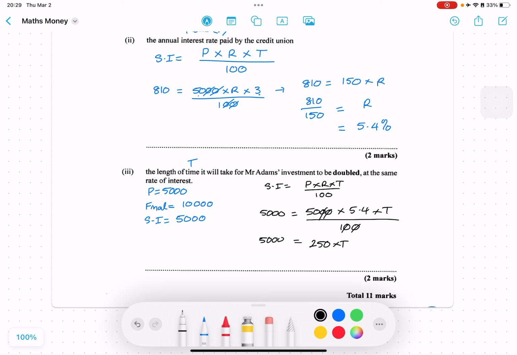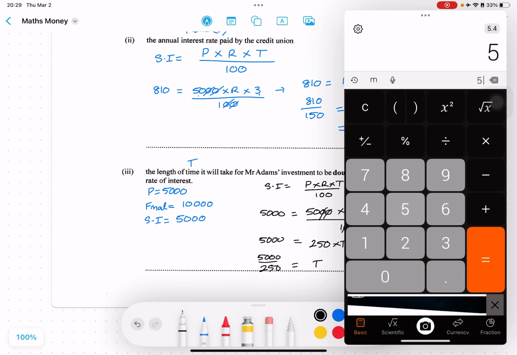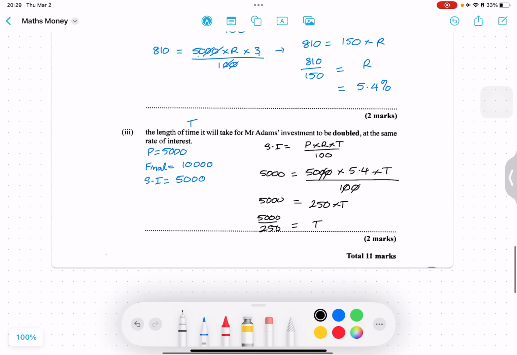And just like the rate, we need to make T the subject of the formula. And 250 multiplied by T simply means to divide by 250 to make T alone there. And anything you do on one side, you do on the other side. So this becomes 5,000 divided by 250 will be your T. And let us put that in our calculator. That's 5,000 divided by 250, and you get 20. So this man needs to keep his money there for a massive 20 years for the money to double.